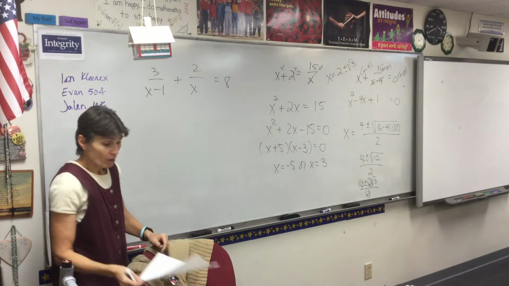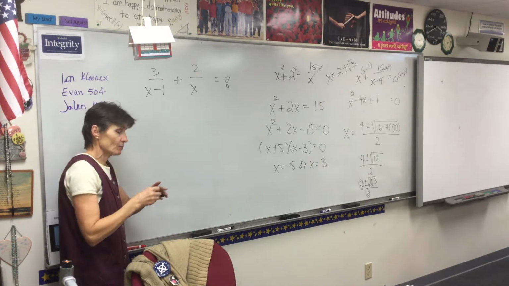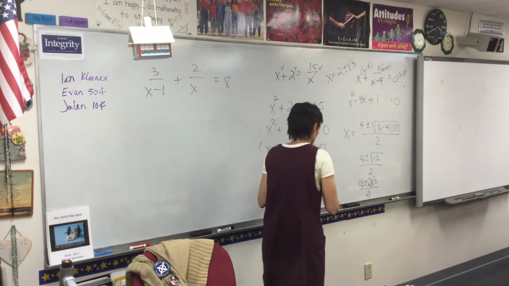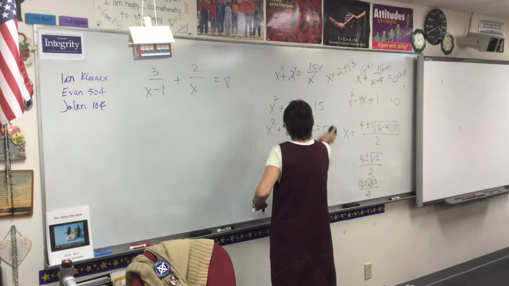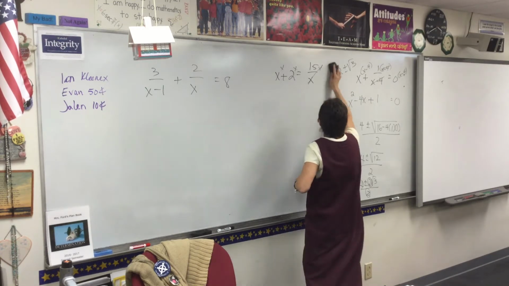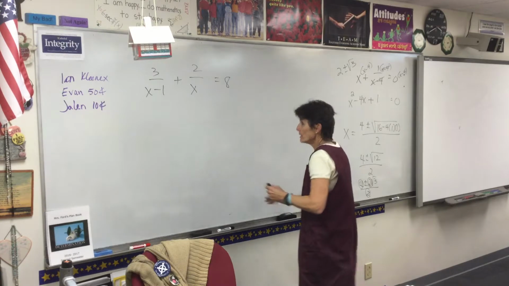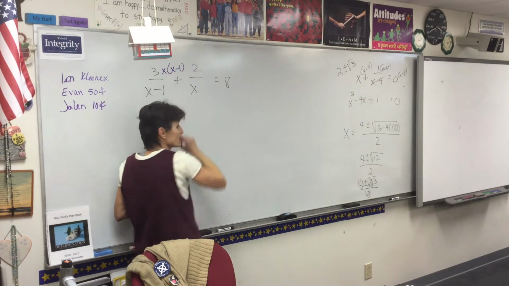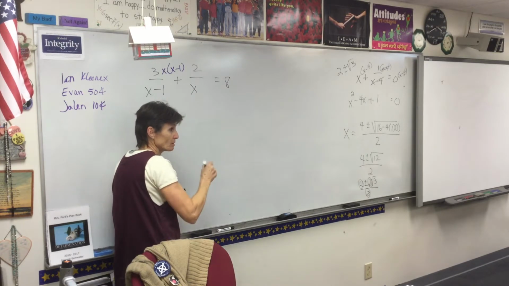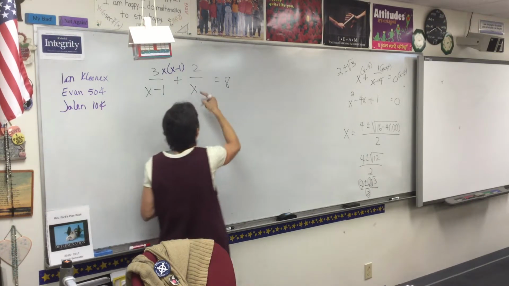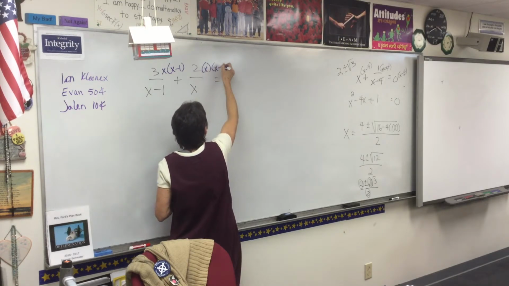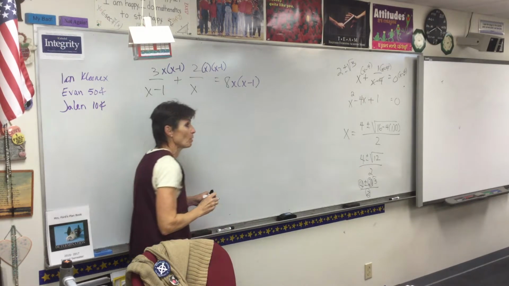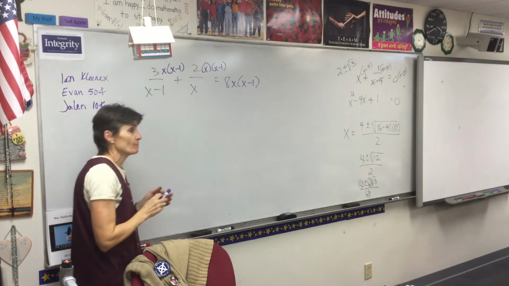All right, now this one's a little bit harder because it has 2 denominators, but the procedure is exactly the same. In order to get rid of both denominators, we are going to have to multiply by x and x minus 1. So we're multiplying by both denominators, x and x minus 1. And we're doing it to every term of the problem, including the 8.